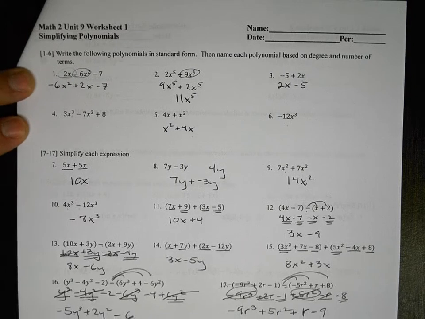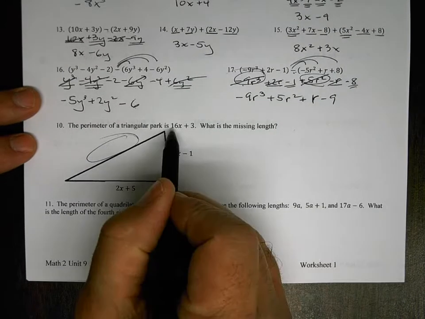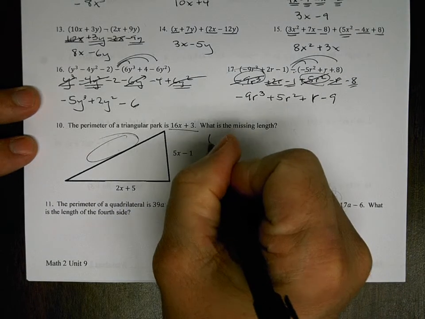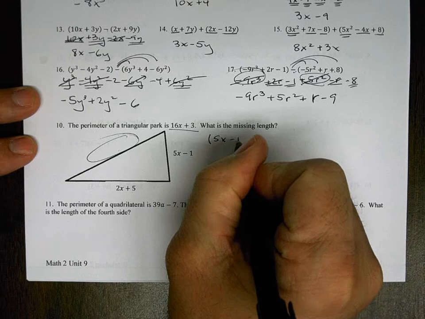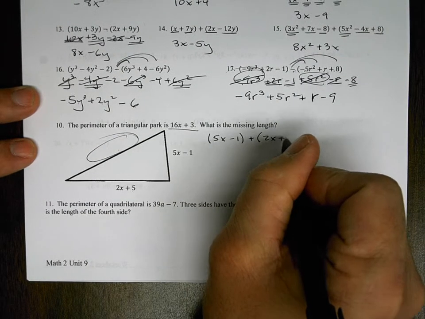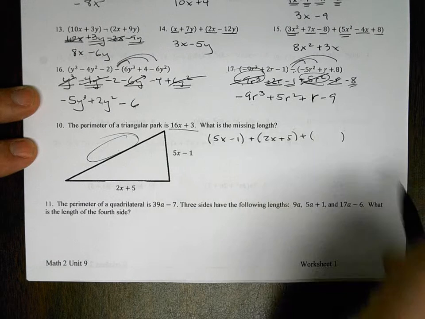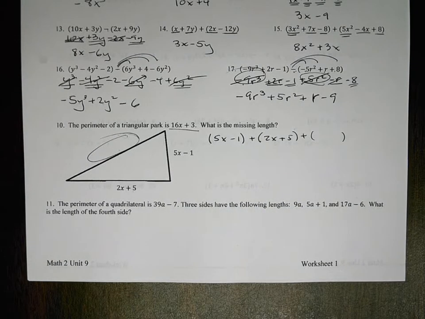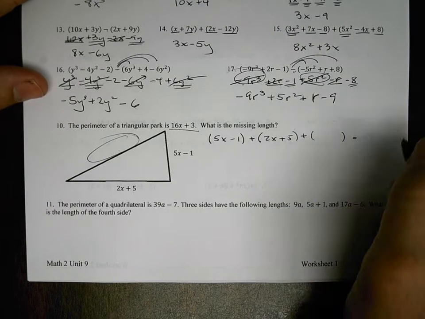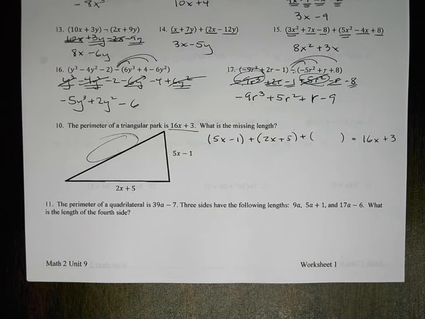Okay? All right, so down here we have this triangle. We want to find, well, actually we know the perimeter, but we need to find this third side. So basically it's 5x minus 1, that's one side, plus 2x plus 5 is the second side, and plus the third side. We're expecting it to be a binomial. We're not really sure yet. But we do know the perimeter is 16x plus 3. Okay?